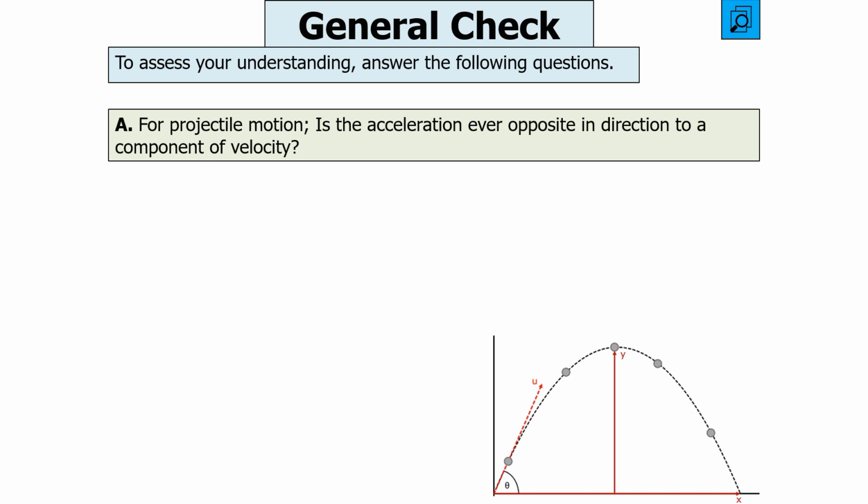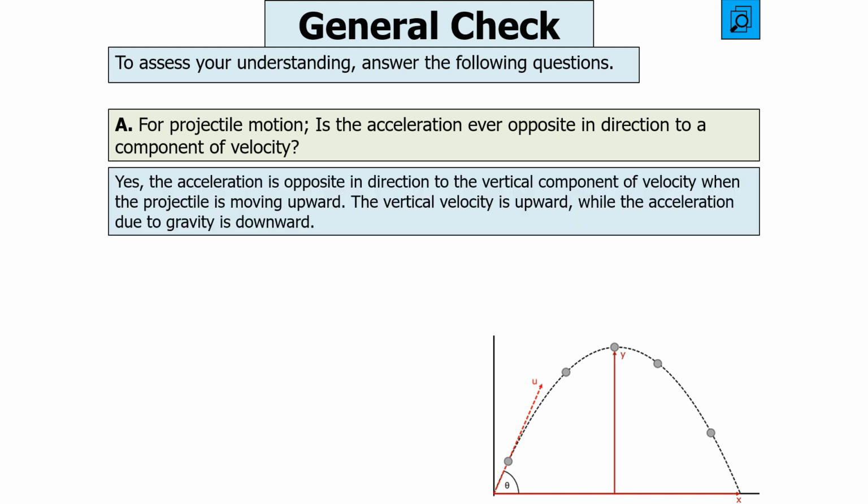For projectile motion, is the acceleration ever opposite in direction to a component of velocity? So pause the video now, then unpause the video when you want to go through your answer. Yes, the acceleration is in opposite direction to the vertical component of velocity when a projectile is moving upwards, because the vertical velocity in this case is upwards and the acceleration due to gravity will always be downwards.